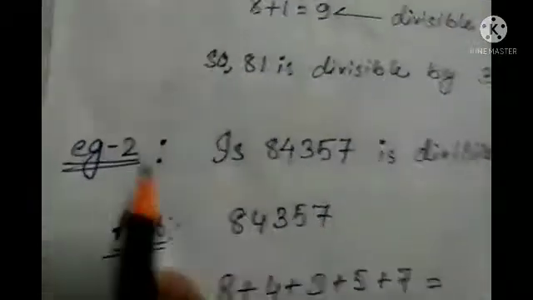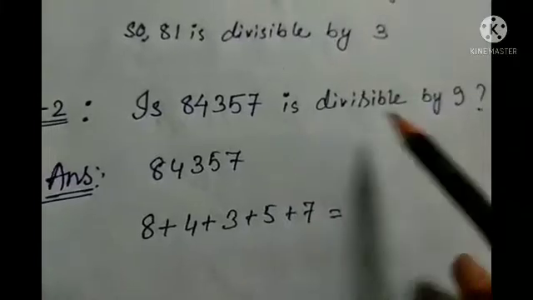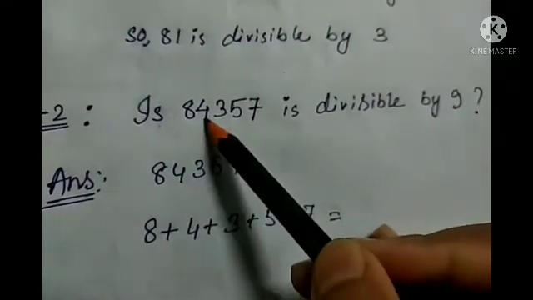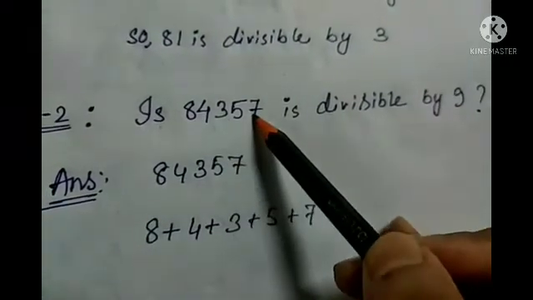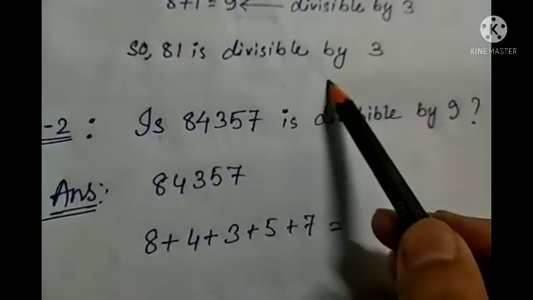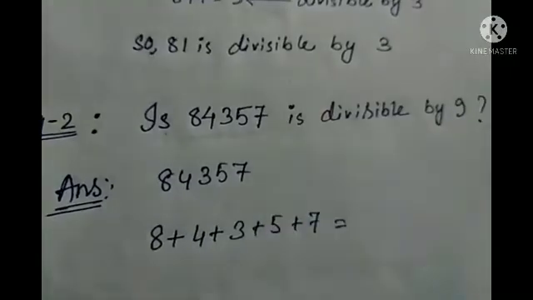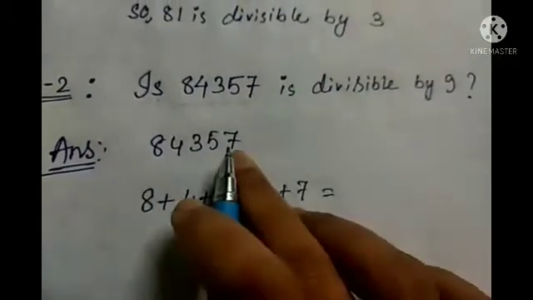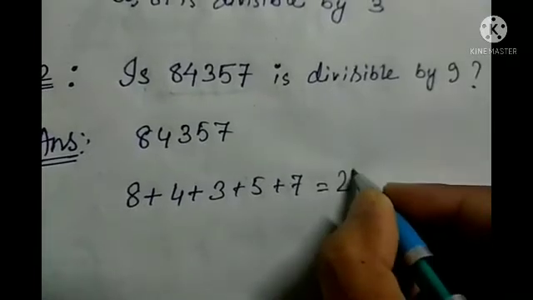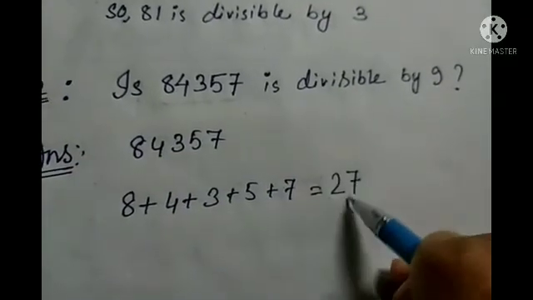Now let's see example 2. Here I have a bigger number, students. Here you see 84,357 is divisible by 9. So again the same rule, students, we have to find out the sum of the digits. The given number is this. If we add these digits, we will get 27. So now you tell me, students, whether 27 is divisible by 9.